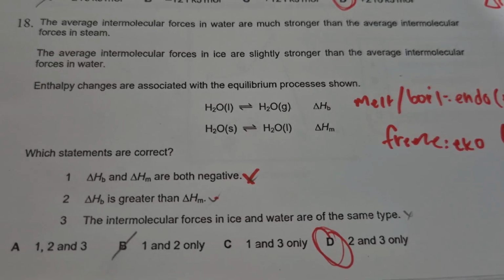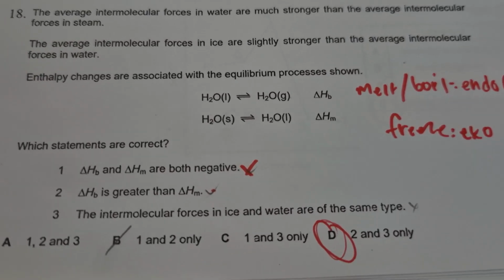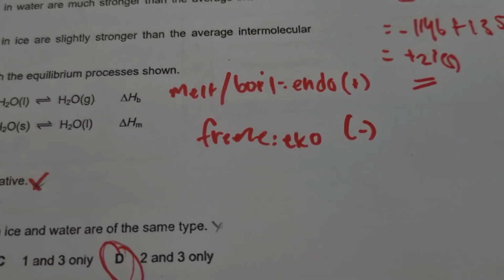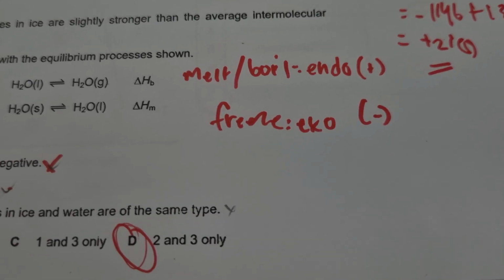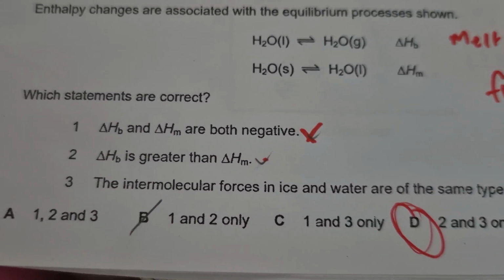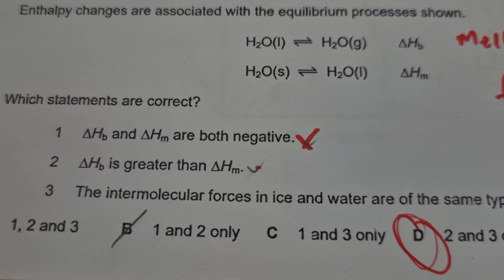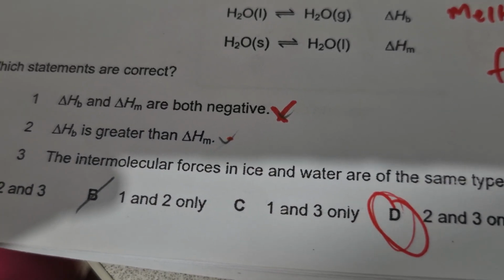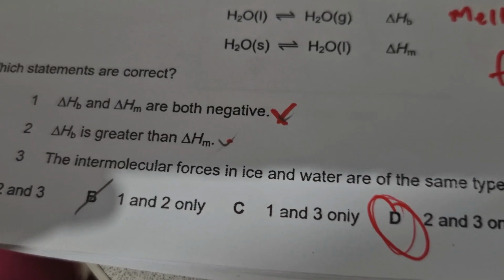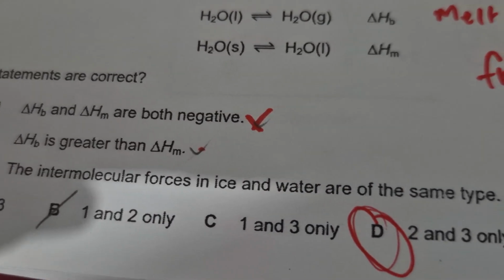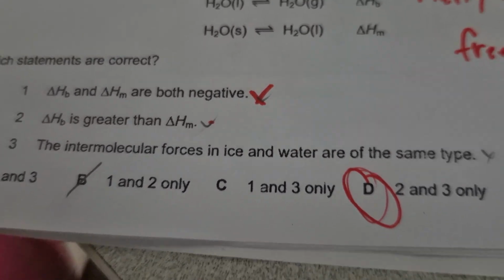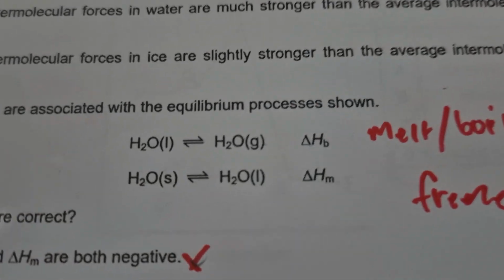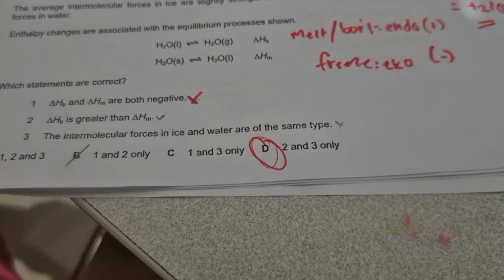Which statement is correct? So statement one is wrong because melt or boil is endothermic and freeze is exothermic. So statement one is wrong. For statement two, it's correct because it takes more energy to completely overcome intermolecular forces to turn liquid to gas. And the third one, because why they are the same thing, because it has hydrogen bond. Next.